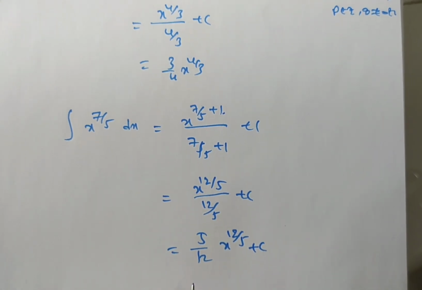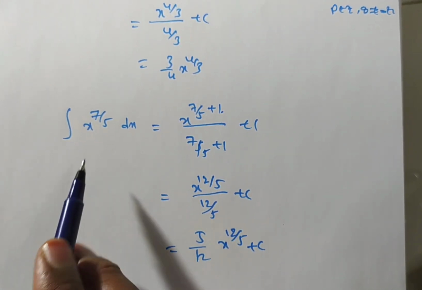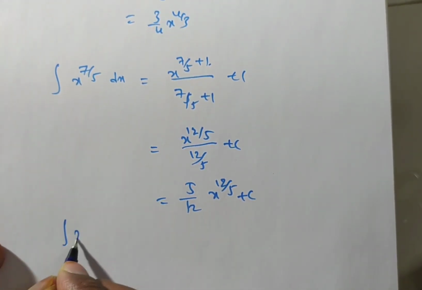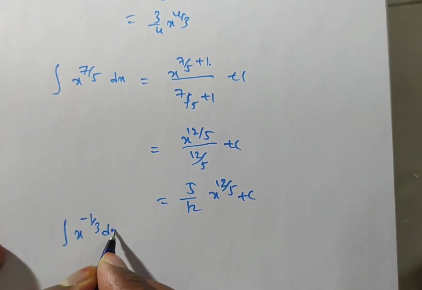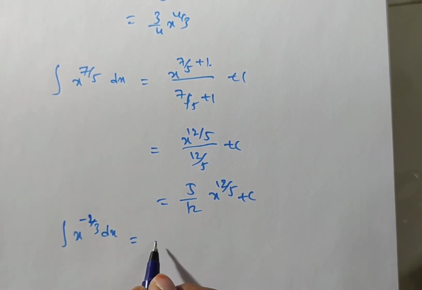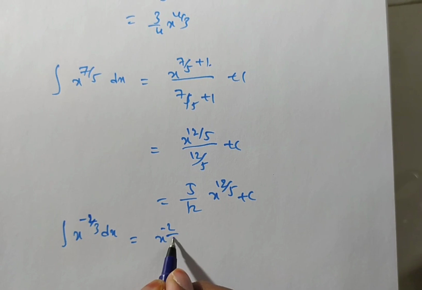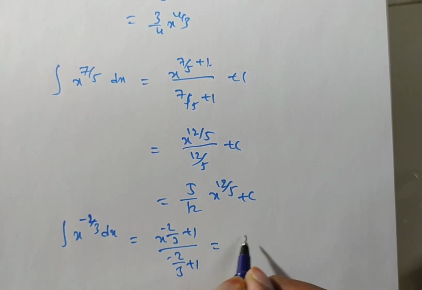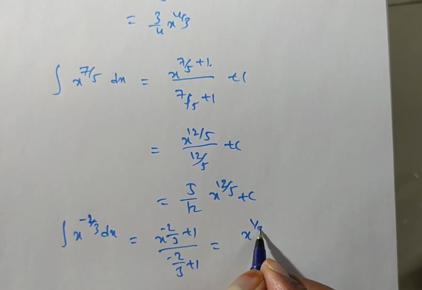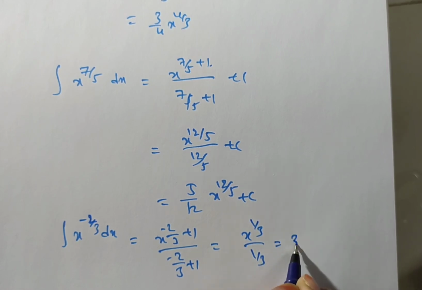Now we discussed positive powers; negative powers we can also do. For positive we are done, negative also you can do. For example, the integral of x to the power of minus 2/3 dx is nothing but x power minus 2/3 plus 1, divided by minus 2/3 plus 1. That is x power minus 2/3 plus 1, and plus 1 you can write as 3/3, so you will have 1/3 in the denominator. That is nothing but 3 times x to the power of 1/3.